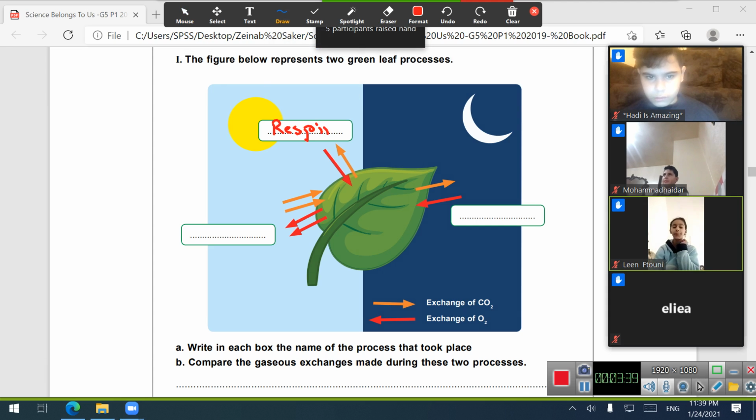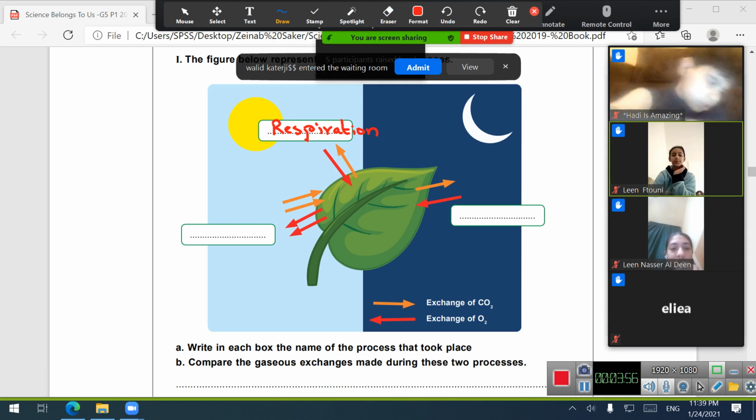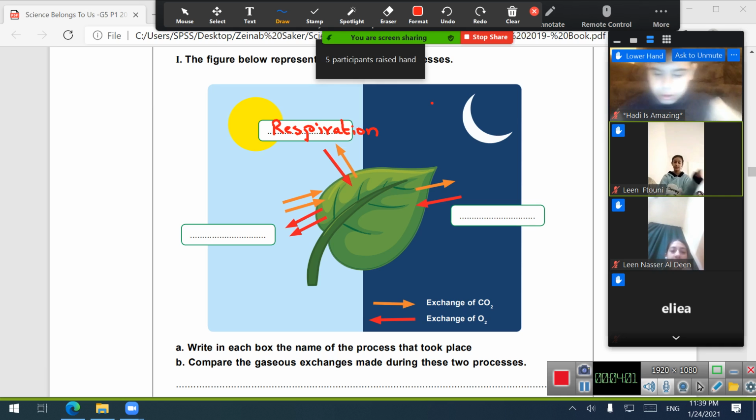So in the first process box, the respiration process takes place because, as shown by the arrows, carbon dioxide is released and oxygen is absorbed. Thanks, Lynn. Let's now move to Hadi.